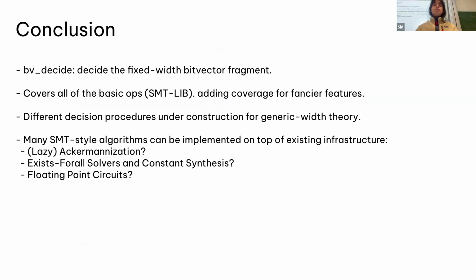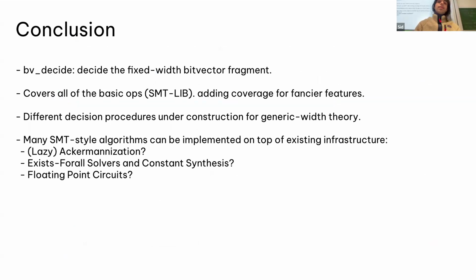Anyway, so in conclusion, we have BV-decide that decides the fixed bit width segment. We cover sort of all of SMT-LIB. We're adding coverage for fancier features and all sorts of crazy rewrites. A bunch of folks here in Cambridge have been thinking about decision procedures for the generic width theory. So if you have thoughts on that, please talk to me, because I'm currently actively implementing these.